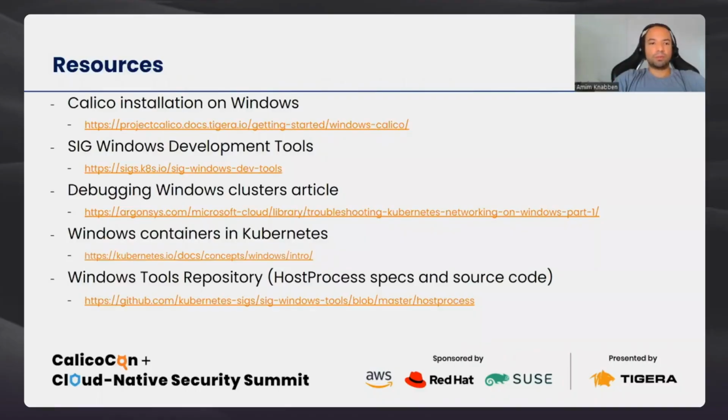To wrap up, we have some resources listed in this presentation. Calico installation on Windows is the main, official documentation that provides you all the resources required to bootstrap your own version of Calico. The SIG Windows Development Tools is a Kubernetes SIG tool that's available for download and testing. The article Debugging Windows Cluster is a very good article to understand the innards of Windows networking and Windows systems inside Kubernetes. The last resource is the Windows Tools repository. We have a few examples of Flannel CNI and Calico CNI in the upstream repository.